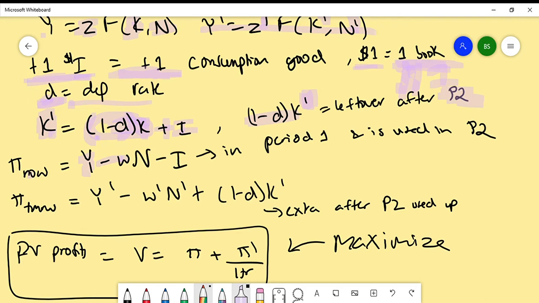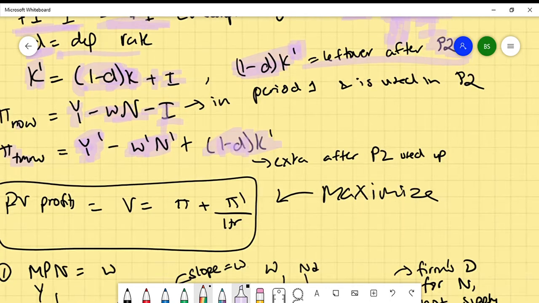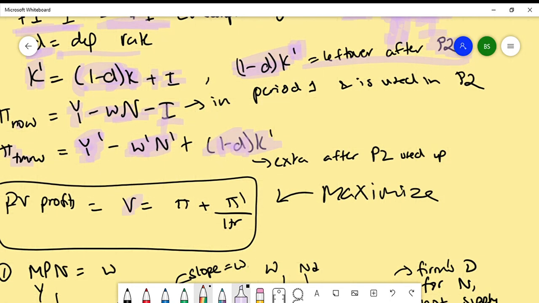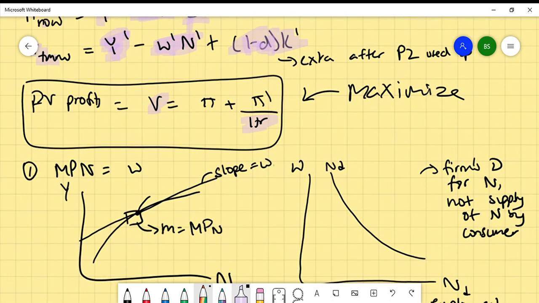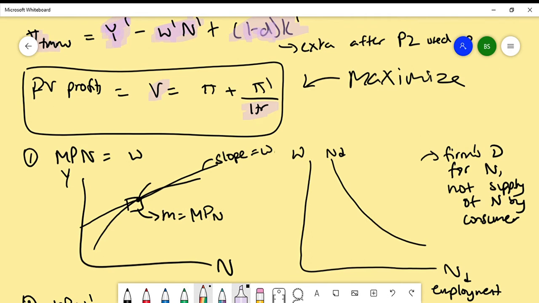The thing is, you'd do investment in period 1, and it's used up, or you gain from it, in period 2, the next period. Profit tomorrow is equal to the income tomorrow minus the wage times the labor tomorrow, plus the salvage value of the machine, 1 minus d times k, which is what we did over here. Cool, great. So the present value of profits, which we're going to name V, is equal to pi now plus pi tomorrow discounted at the interest rate, and we want to maximize this. As a firm owner, I'm going to want to maximize this.